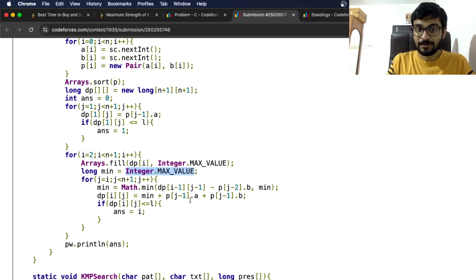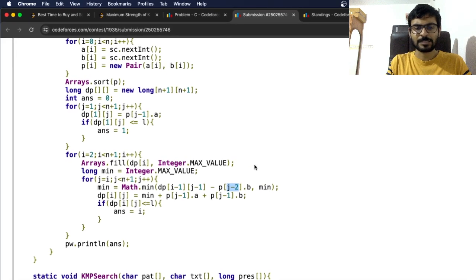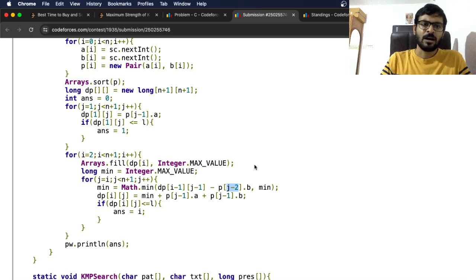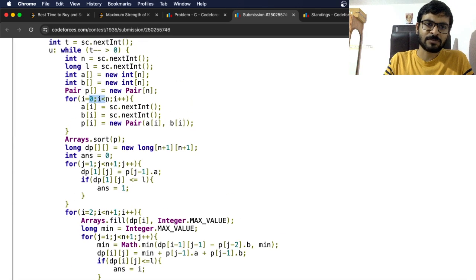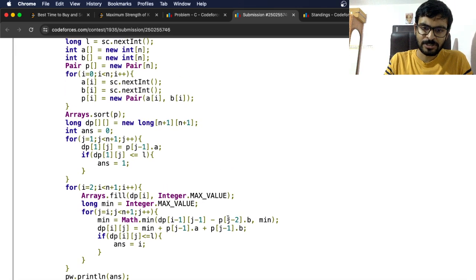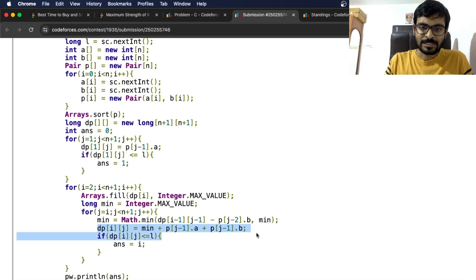So I started with the maximum value and then I said, okay, with that min basically keep on taking the min. So this is dp[i-1][j-1] minus p[j-2].b. Here there is an adjustment. Ideally they would have the same index, but this is an adjustment because my p's are indexed from 0 to n minus 1. So this is an extra minus 1 factor here. And then dp[i][j] is equal to min plus this thing.